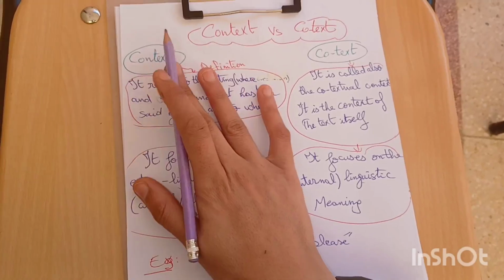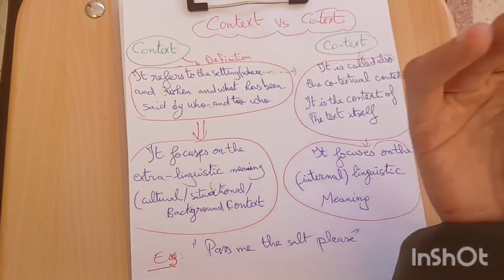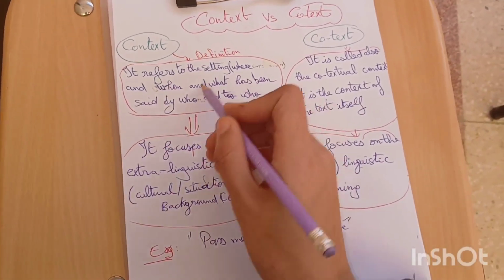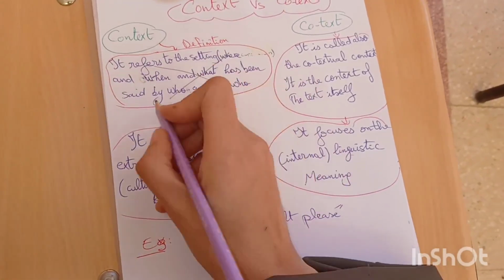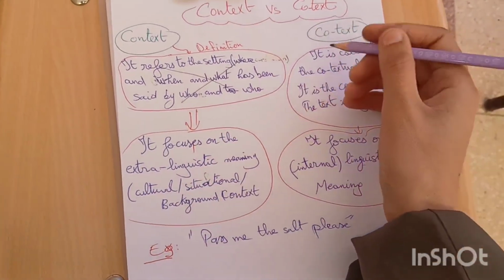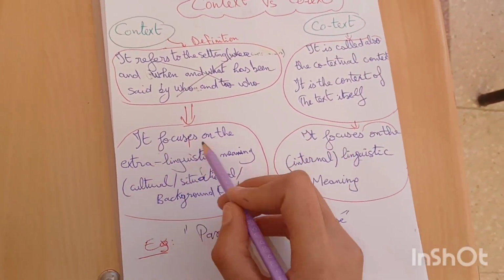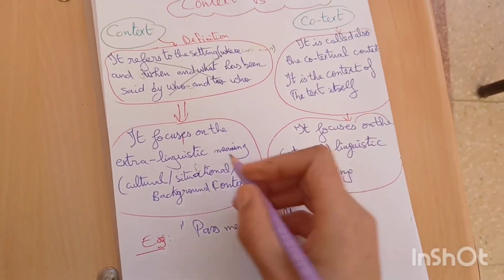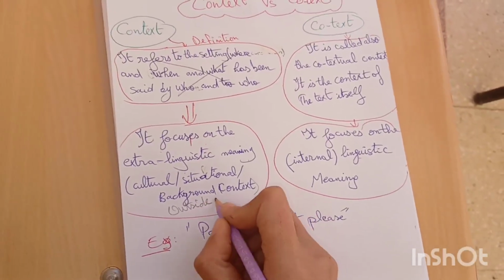So context, as we said earlier, is the study of context outside the text. It is the extra. I will send the summaries later, and it is the extra linguistic. It focuses on the extra linguistic meaning, for example, cultural, situational, background context. The meaning outside the text.